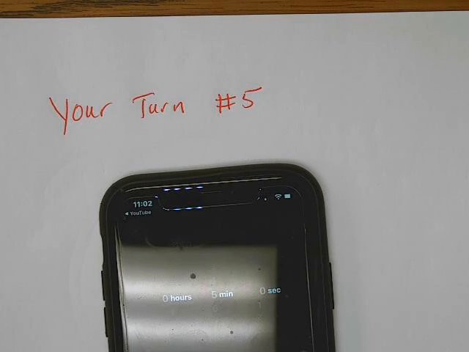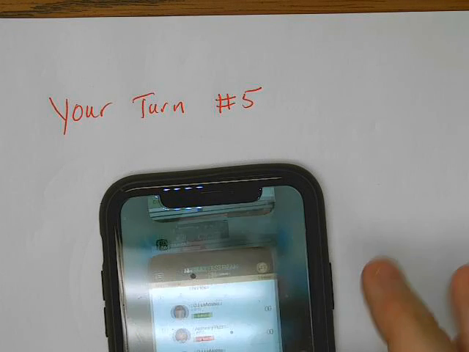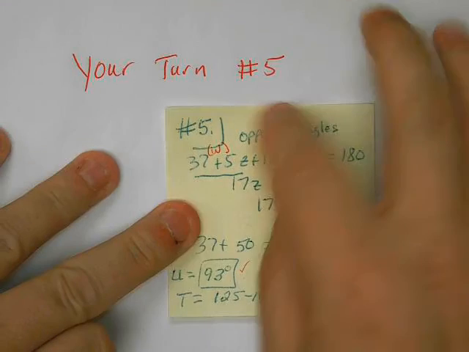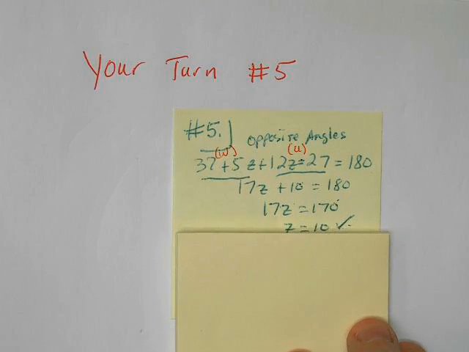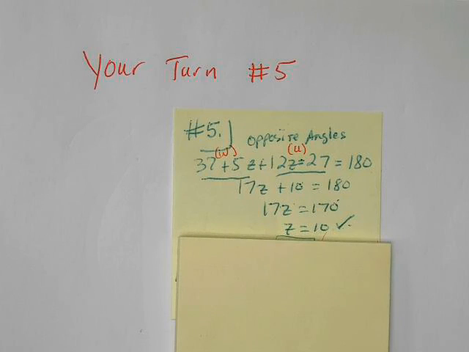Okay, time is up. Let's take a look at what we got here. Okay, so your turn, number 5. Here is the equation. I'll just throw this up there, and then let's see if we solve for z correctly. You should have gotten 10. Okay, you should have gotten 10.